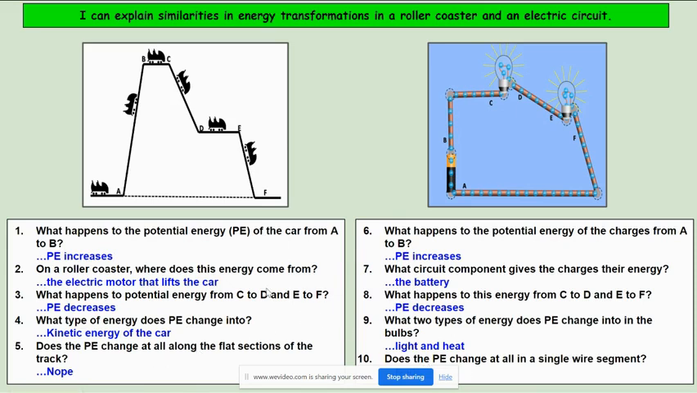Potential energy does not change on flat sections of the track. It doesn't change in the wire segments either. So 9 and 10 are both no.